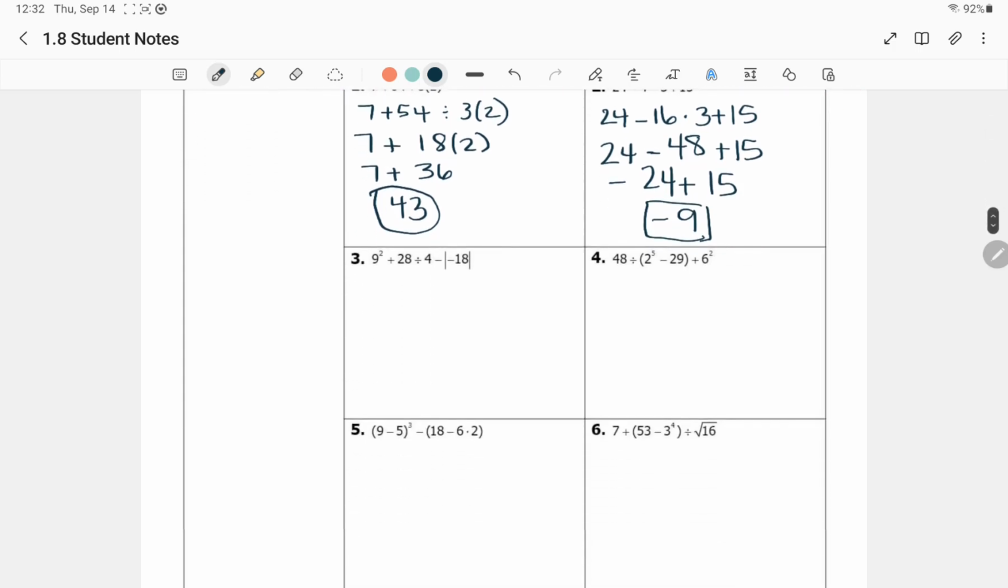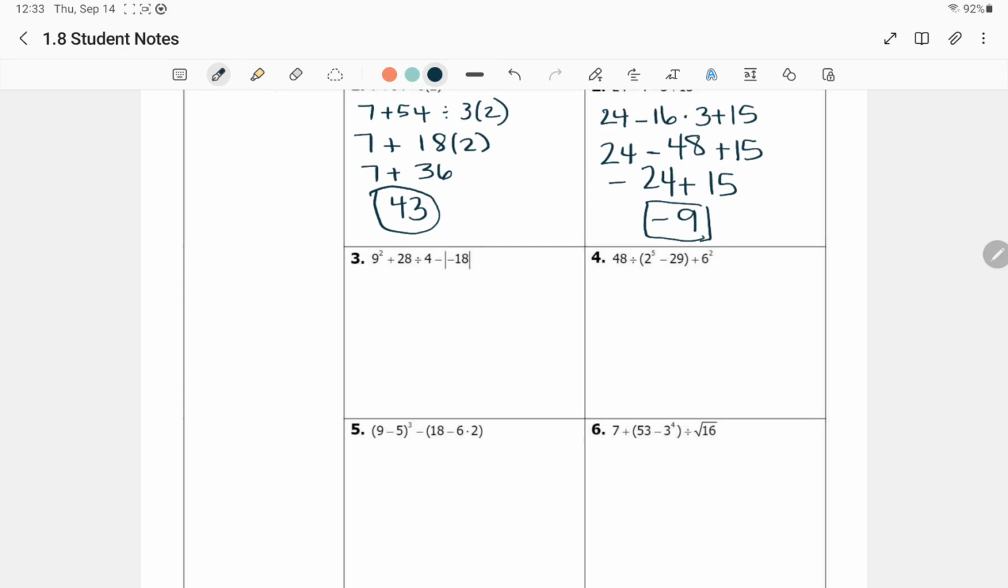All right, let's try some more. We're going to finish this sheet, and then I'm going to let you practice on your own. Lots of practice. All right, let's see. We have 9 squared, there's an exponent, plus 28 divided by 4 minus the absolute value of negative 18.